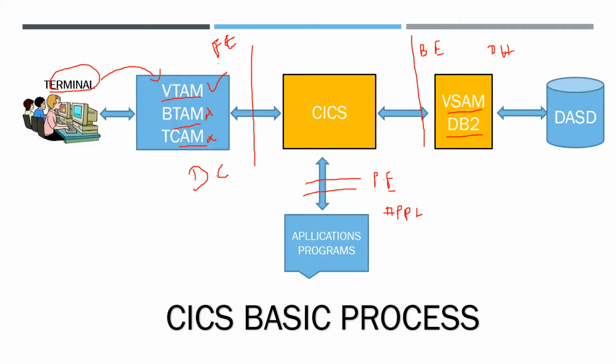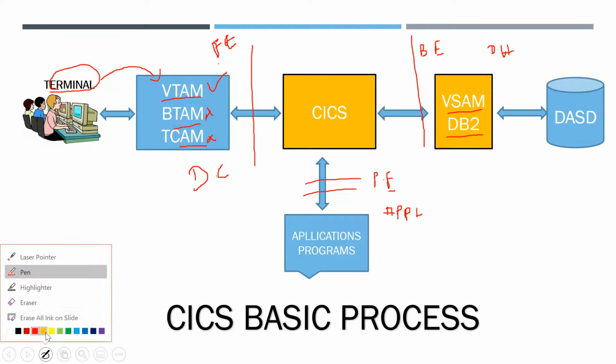Okay, the process. How the process takes place: when a user makes a request, how the request is brought to CICS, how CICS takes that request and processes it, where the request will be given, and from where the user will receive the response. How CICS will give the response to the user.